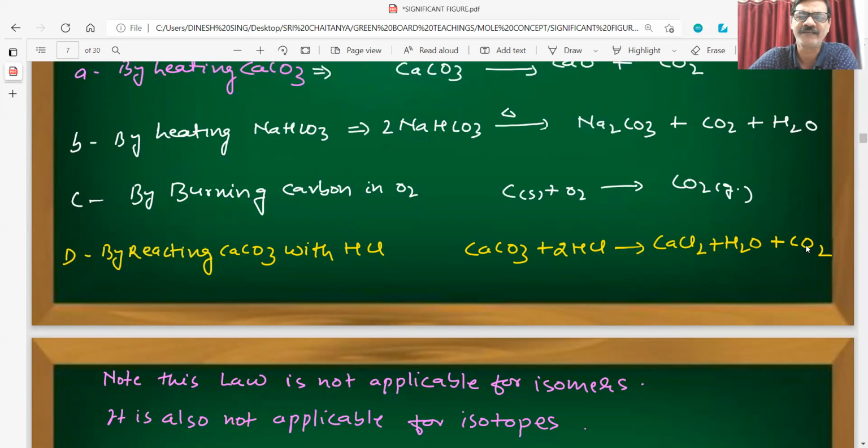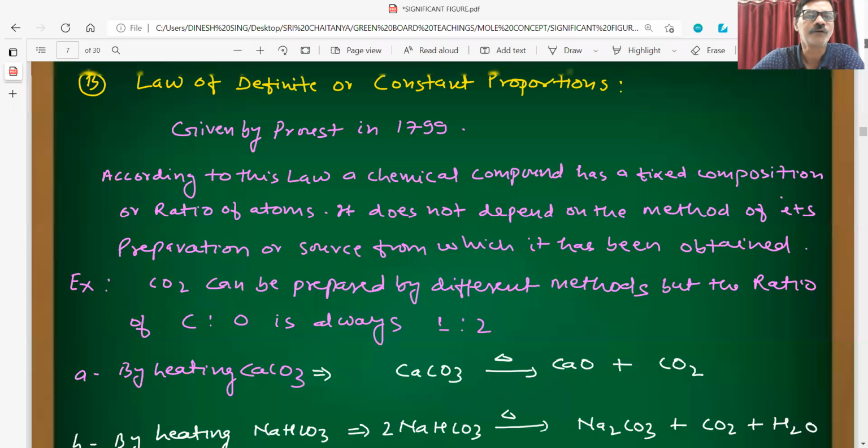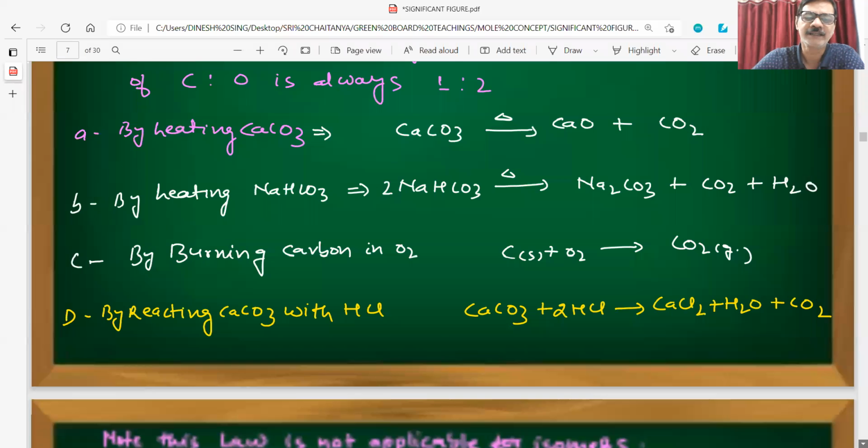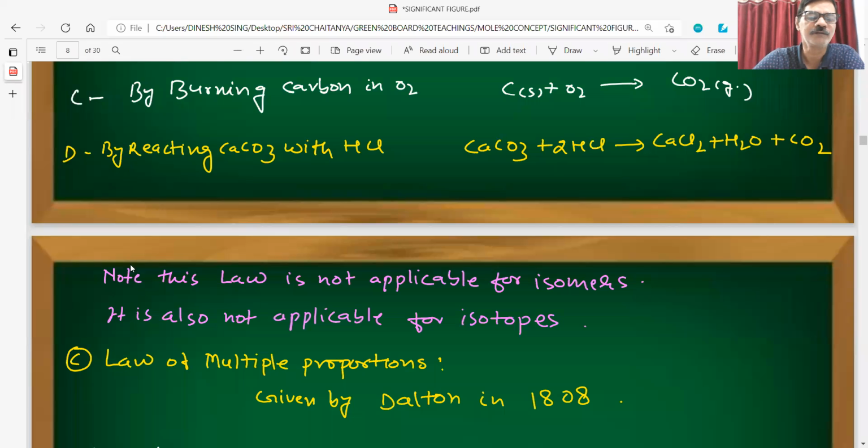Is it clear? So whatever compound we are going to form, by any means, the ratio of constituent atoms or composition of all elements in that compound will remain same. So this is called the law of constant or definite proportions. It was given by Proust in 1799.